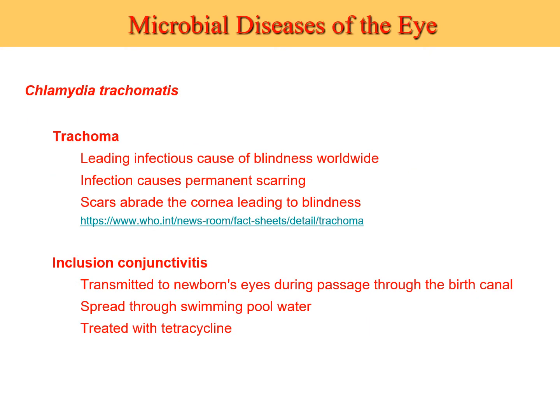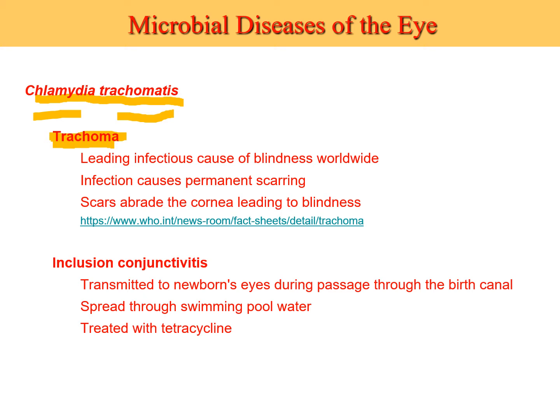Well, another major problem is the bacterial organism Chlamydia trachomatis. Now, trachoma is quite a serious disease. This is the name of the bacterial organism, the genus and the species, right? So trachoma is a major problem worldwide. Infection with chlamydia in the eyes can cause permanent scarring and lead to blindness.